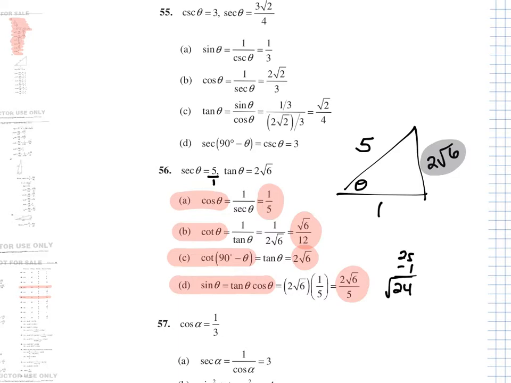Cotangent of 90 minus theta. Remember, these are your cofunctions. Cotangent goes with tangent. And because this is a right triangle, the complement would be the opposite angle. So instead of looking at theta here, I'd be looking at this angle here. And the cotangent to that would be the adjacent over the opposite side, or 2 root 6 over 1. And then sine of theta, go back to your original angle, opposite over hypotenuse, which is 2 root 6 over 5.